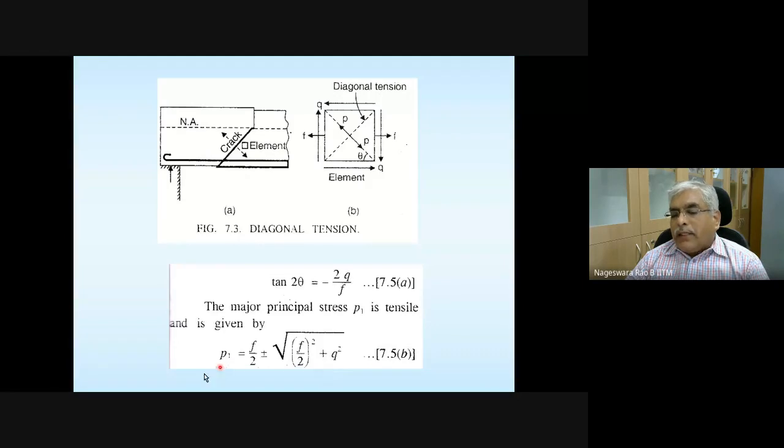Take a note of this equation, and also the principal directions, because these principal stresses are going to act on two planes. Major principal stress and minor principal stress are going to act on two planes. The orientation of those planes, the angle, is given by this relation, which is a function of your normal stress and shear stress. Shear stress is in the numerator, normal stress is in the denominator. Please take a note of this equation.